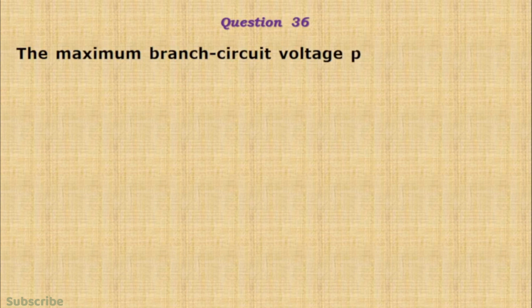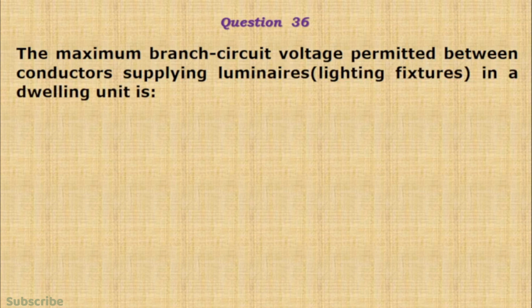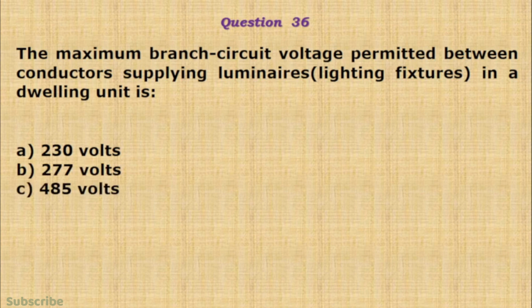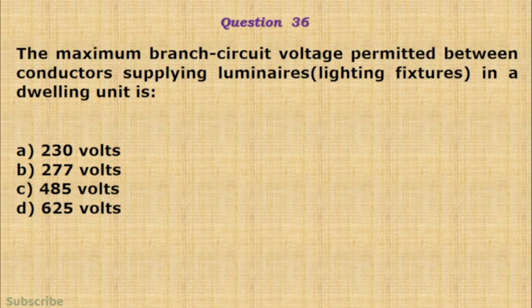Question number 36. The maximum branch circuit voltage permitted between conductors supplying luminaires, lighting fixtures, in a dwelling unit is A. 230 volts. B. 277 volts. C. 485 volts. D. 625 volts. The correct answer is letter A, 230 volts.